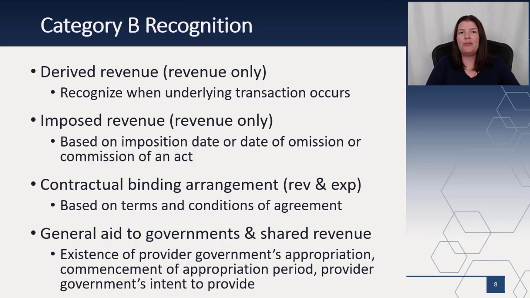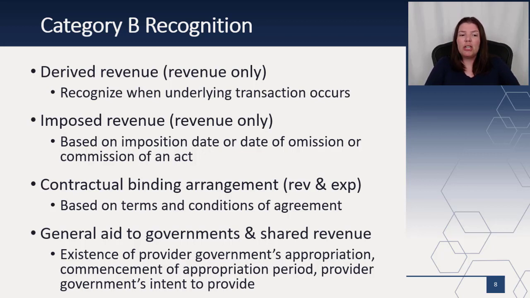So in terms of derived revenues, a great example is sales tax. When the underlying transaction occurs, right, we would recognize that revenue. So when there's the sale, then the revenue for the sales tax would be recognized. In an imposed transaction, so property taxes, we would look at the imposition date or the date of omission or commission, right? So when we think about some of the imposed transactions. If it is a contractual binding arrangement where there's an agreement, it didn't meet all 4 requirements to be a category A, but there is a contractual binding agreement, then we would have to look at the terms and conditions, right? We'd have to actually read the contract and we would recognize based on those terms and conditions.